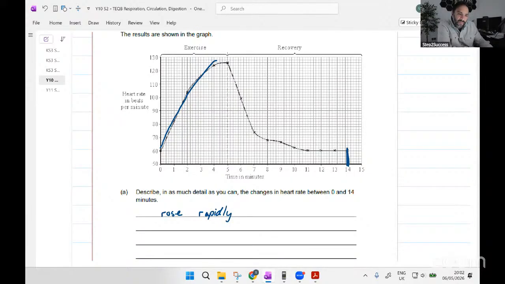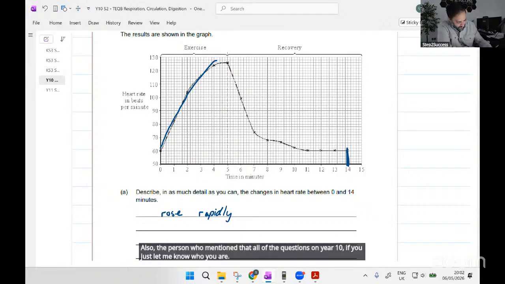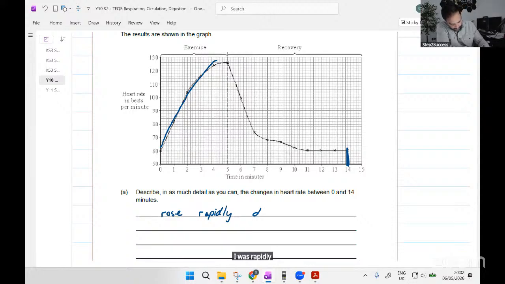Also, the person who mentioned that all of the questions are on year 10, if you just let me know who you are, because it's quite important that we know.